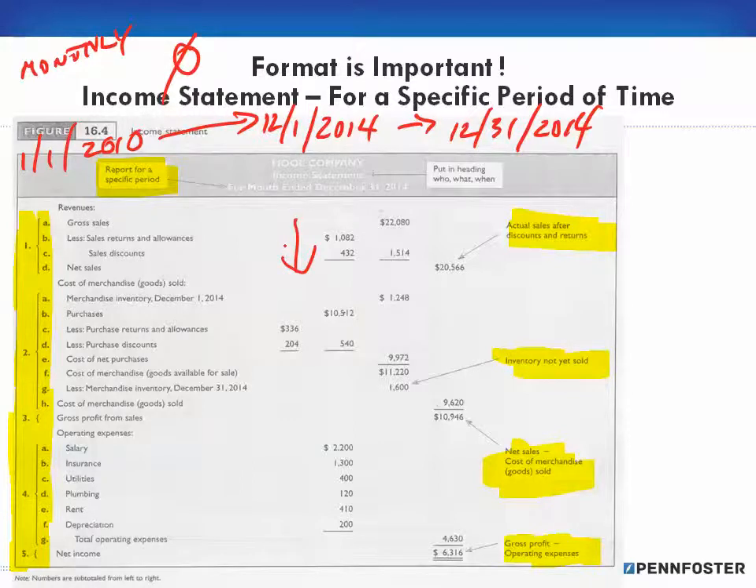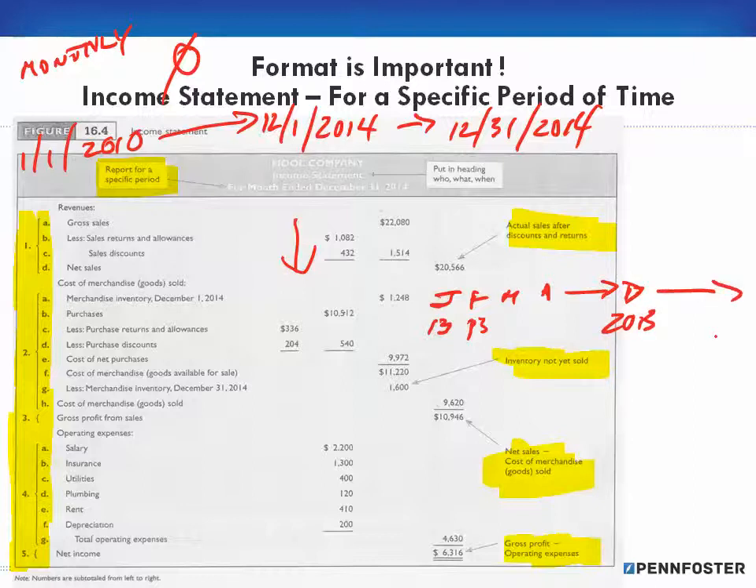We want to know just what our cash is on the balance sheet. But when it comes to the income statement, we want to be able to look at the different periods in order to be able to compare, right? So I have January of 2013, February of 2013, March, April, all the way through to December, 2013, and then we have all of those periods to 2014, right?